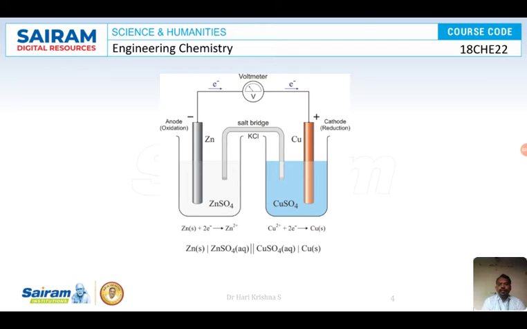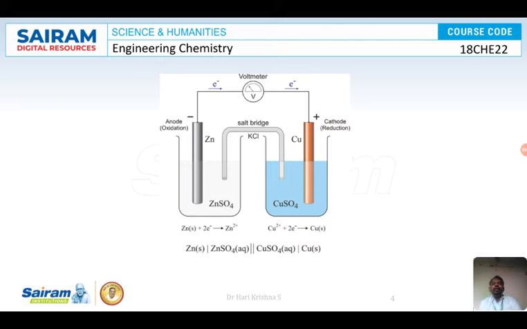Let us take the example of the Daniell cell and see what reactions occur in it. The Daniell cell consists of zinc dipped in zinc sulfate and copper dipped in copper sulfate. Zinc and copper are connected through a salt bridge in order to maintain electrical neutrality. The zinc electrode and copper electrode are connected through a voltmeter in order to measure the electrode potential.